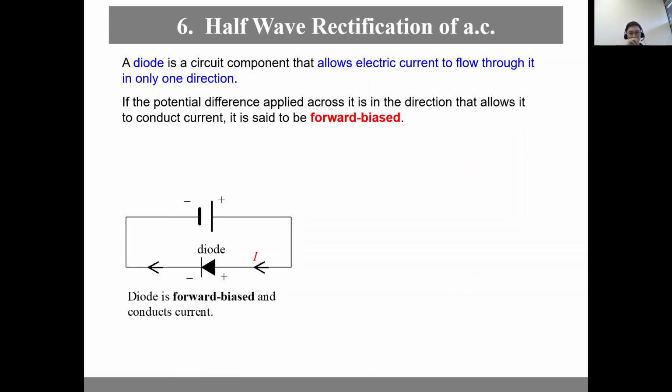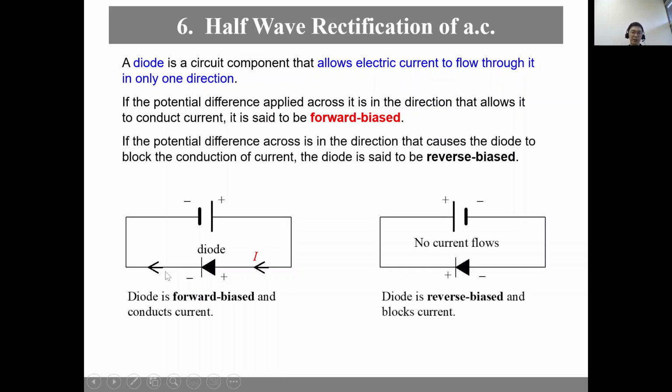Now let's talk about how it works. If you place a diode in an alternating circuit, alternating current or alternating voltage, here we have what it looks like in a forward bias. We're introducing the term forward bias. In a forward bias, the diode is in the correct direction. The current flows through the diode, so that's not an issue.